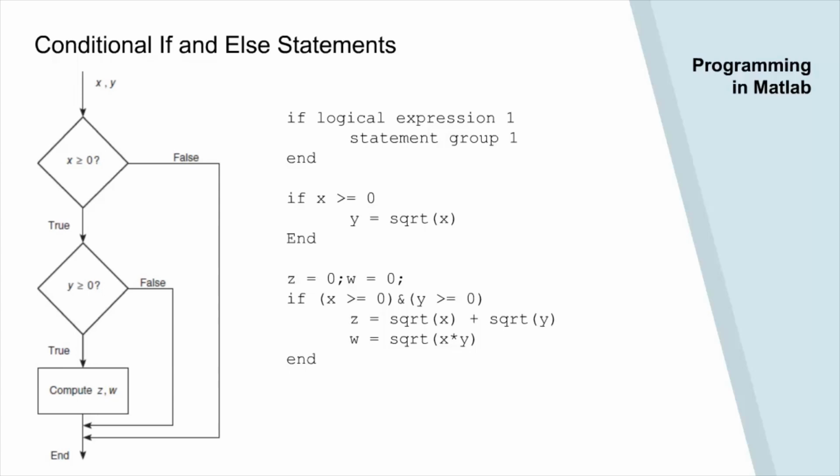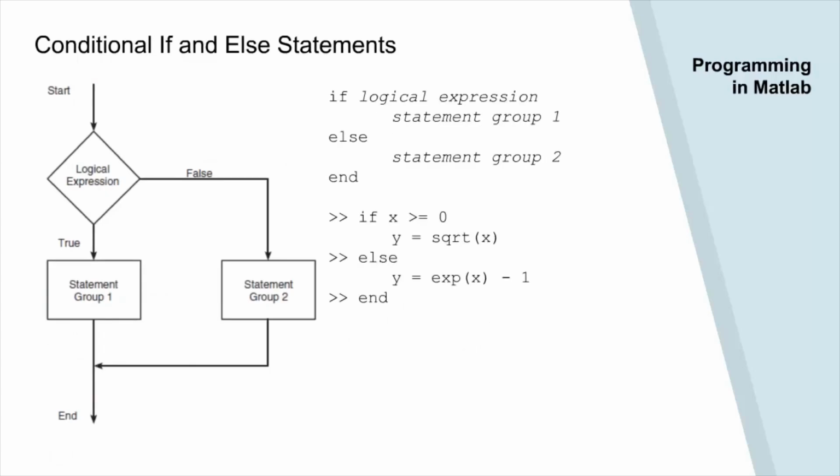So this is like we combine two if else structures into a single if statement. The block for it is shown on the flow chart on the left. So we have two inputs, x and y. First we are checking whether x is greater than or equal to 0. If it is false, then we will end the program. If it is true, then we will check for another, y greater than or equal to 0. If that is false, we will end the program. If it is true, then we will compute z and w as shown here.